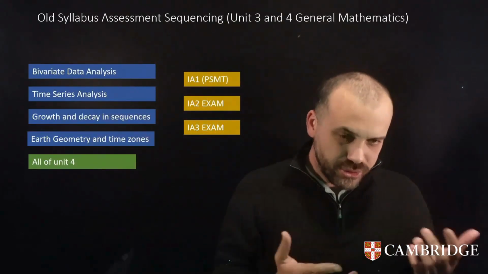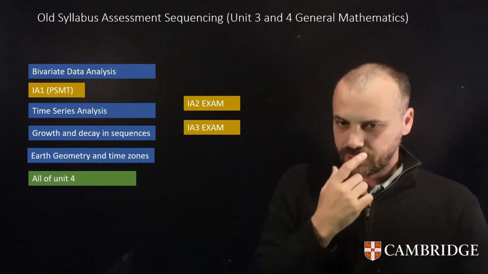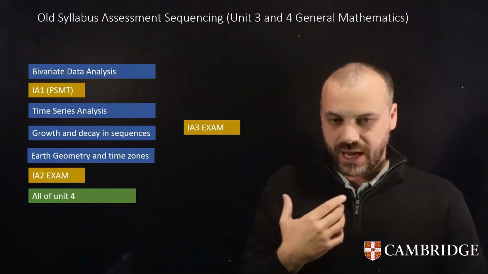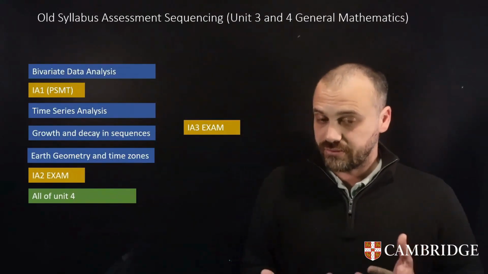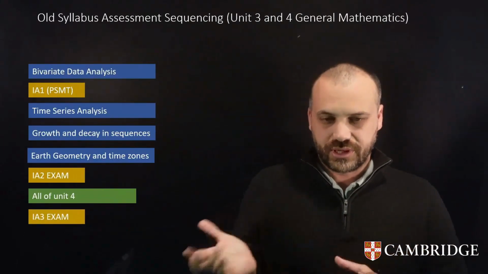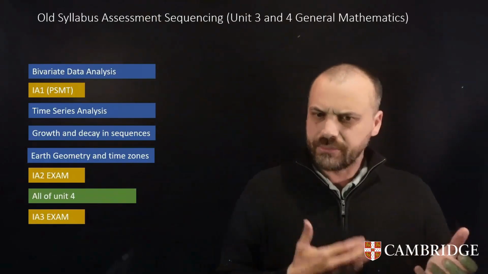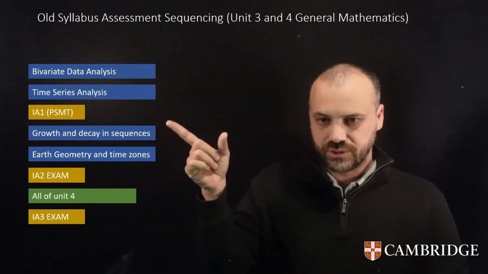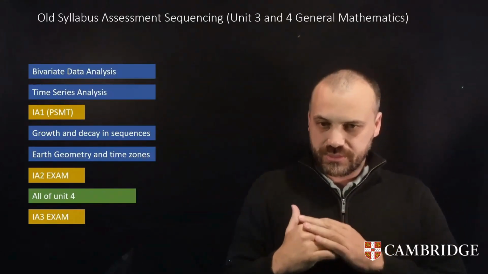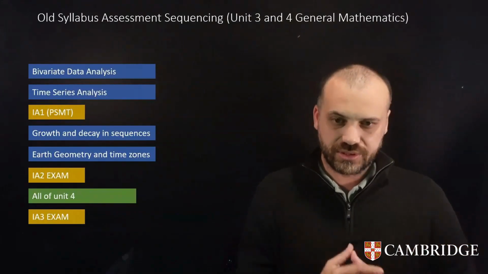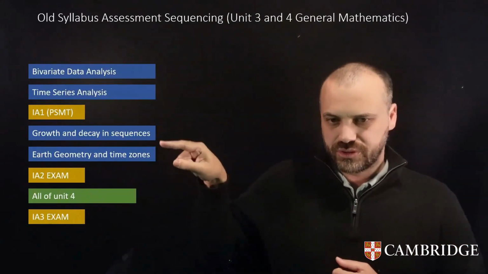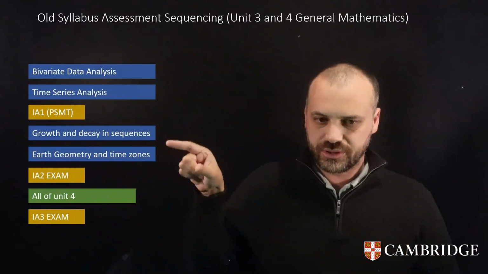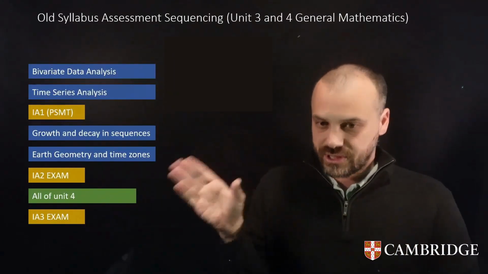So generally, most schools did something like put your IA1 after bivariate data analysis, put your IA2 at the end of Unit 3, because you've got to cover all those topics, and then put your IA3 at the end of Unit 4. Now, there might be a small amount of variation here. So I can imagine that some schools are doing their IA1 after time series analysis and doing an IA1 on time series analysis. Maybe there's a few schools doing topics here, but I'm not sure. I haven't spoken to many people that are doing those topics. That's the syllabus that we're currently in.